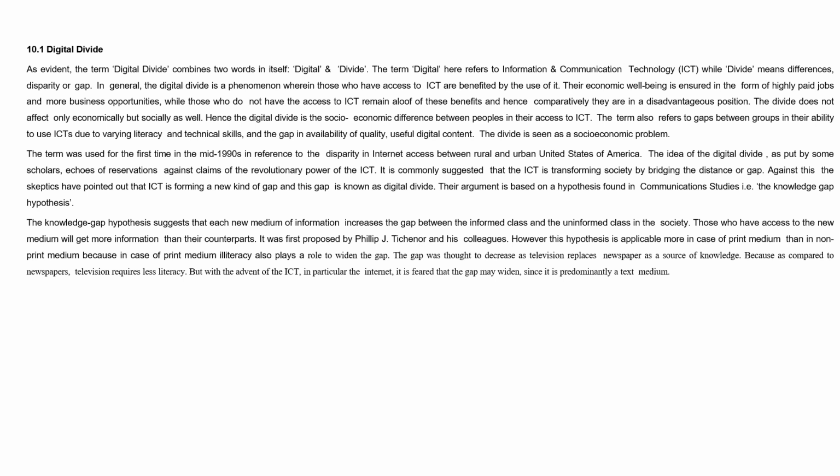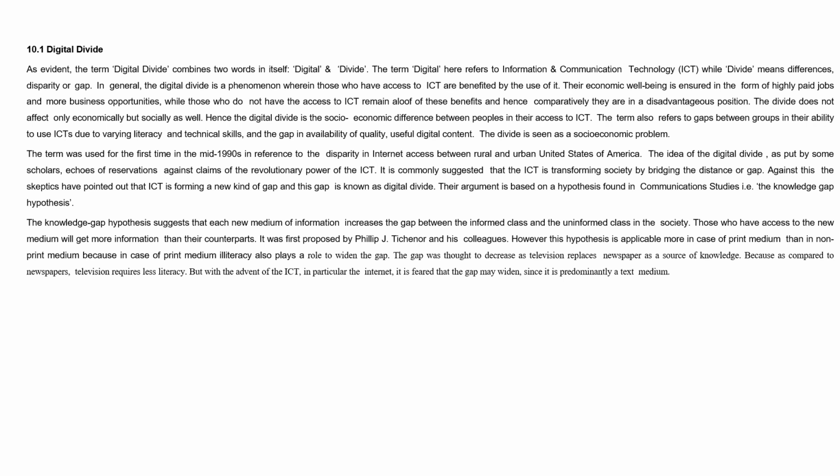Hence, digital divide is a socio-economic difference between people in their access to ICT. The term also refers to gaps between groups in their ability to use ICTs due to varying literacy and technical skills, and the gap in availability of quality, useful data content. The divide is seen as a socio-economic problem. The term was first used in the mid 1990s in reference to the disparity in internet access between the rural and the urban United States of America.